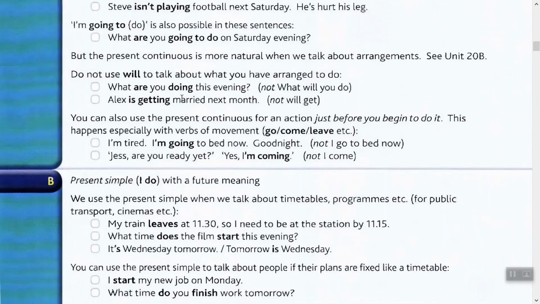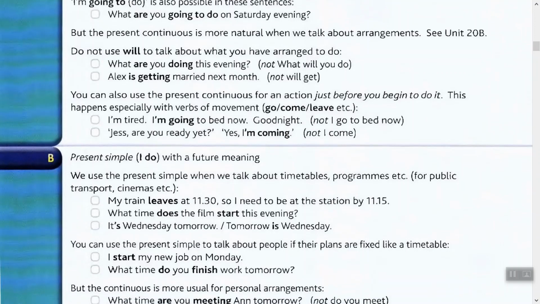واحد يقول صغير احنا نعرف الول هي المستقبل خلينا نشوف بعدين راح نوصل للول راح نشرحها but don't use will when you arrange something, when you have already arranged, already decided, don't use will. For example, what are you doing this evening? You cannot say what will you do. Alex is getting married next week. You cannot say will get married next month, for example.